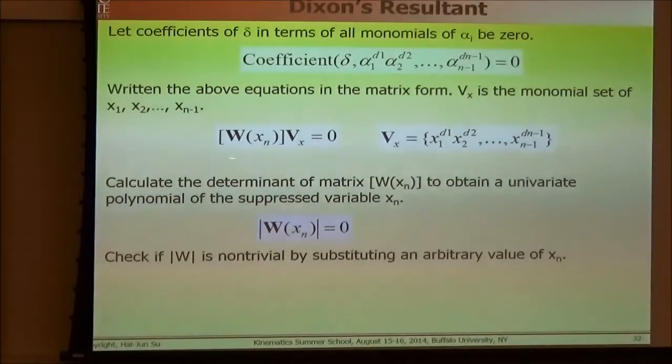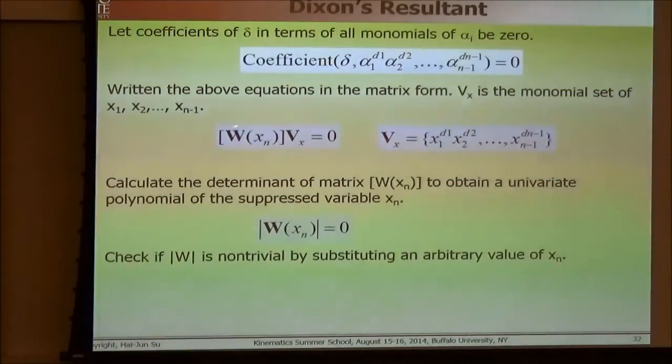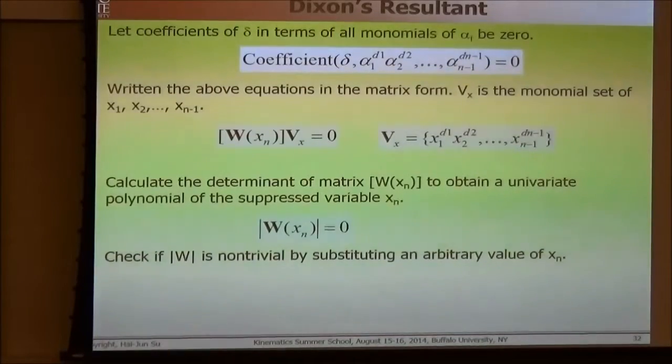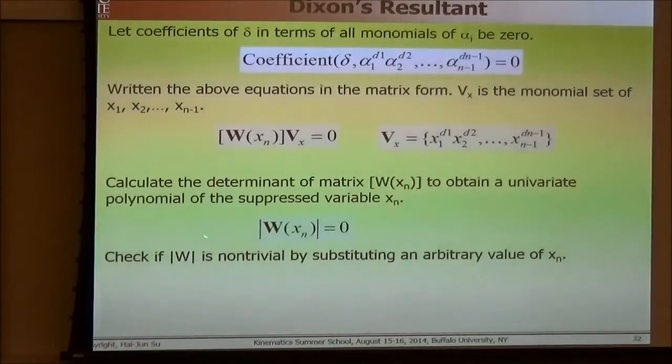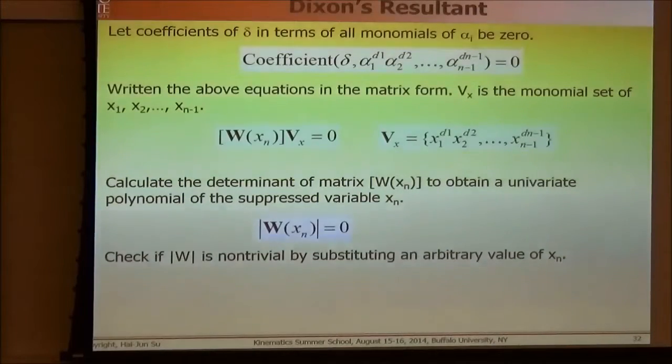Now this is general, and you can obtain a matrix form in xn. You can calculate the determinant of the matrix and get a univariate polynomial in terms of xn, the same as with other methods. You can check whether this resultant matrix is valid by substituting an arbitrary random value and seeing if it's non-trivial. If it's non-trivial, then you are done. You are good to go.